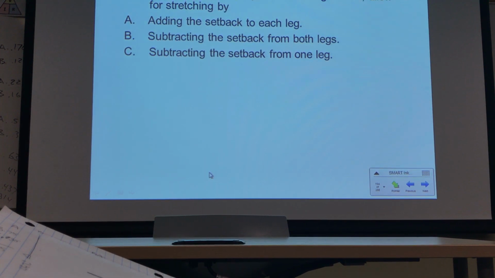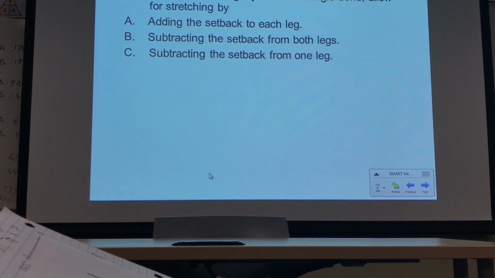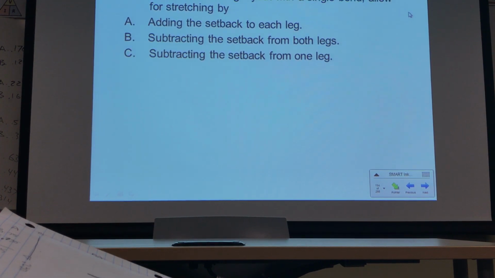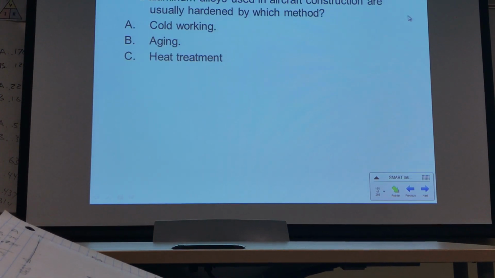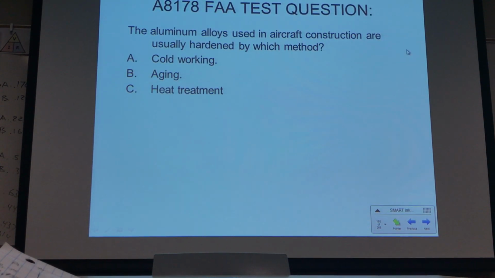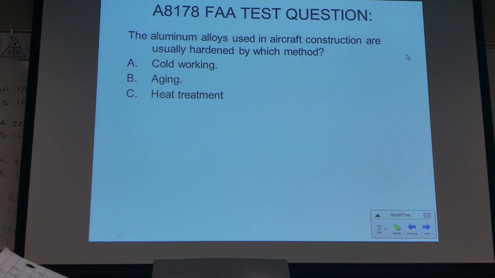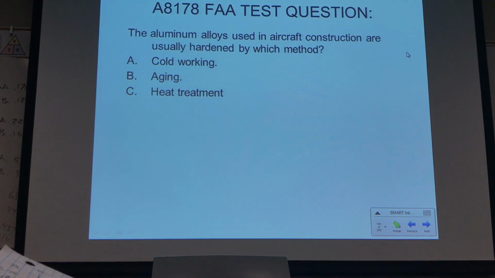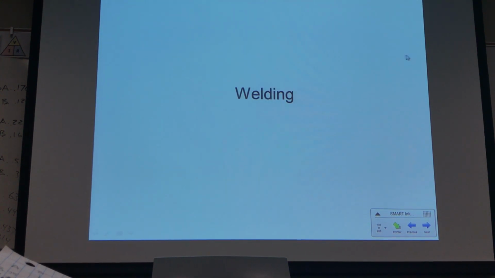You've got one bend, how many setbacks do you have? Two. So what's the correct answer? B. Okay. This you should already know. C. Most aircraft sheet metal, how do we get the strength out of aircraft sheet metal? Heat treatment. Okay. It's 2024. Okay. All right.